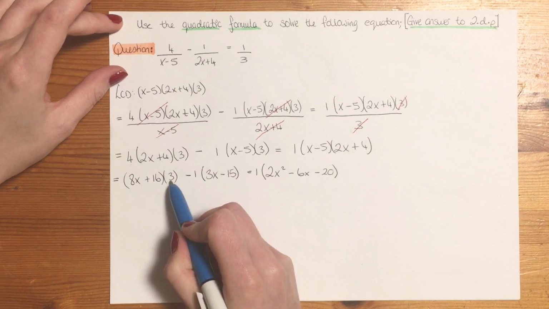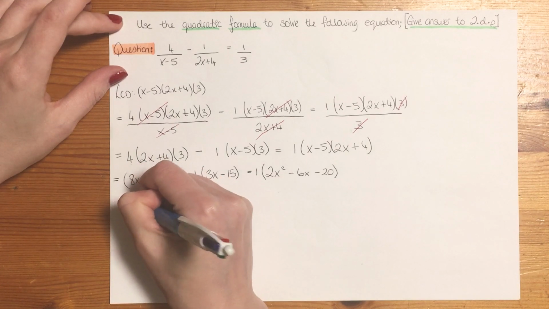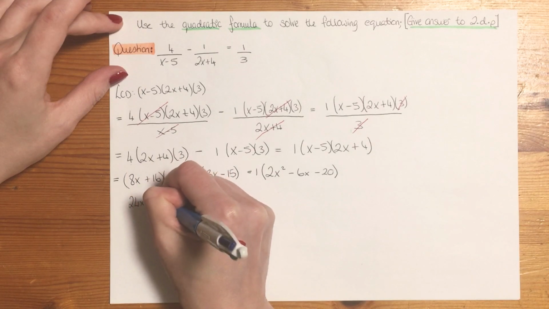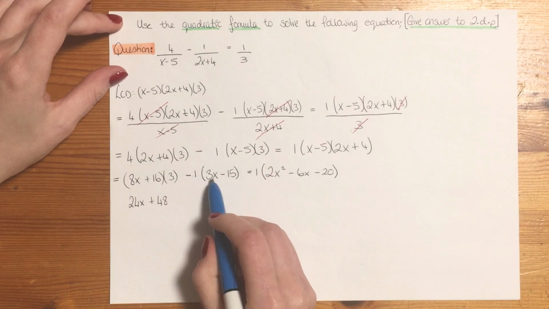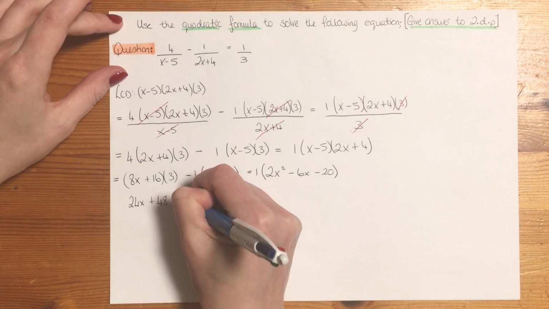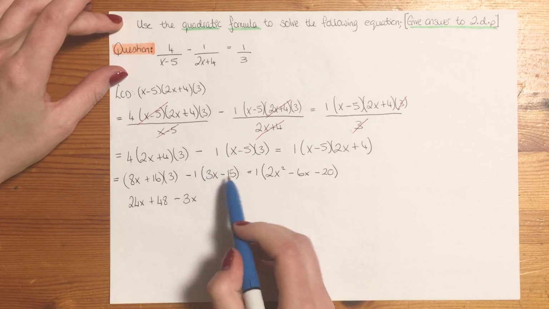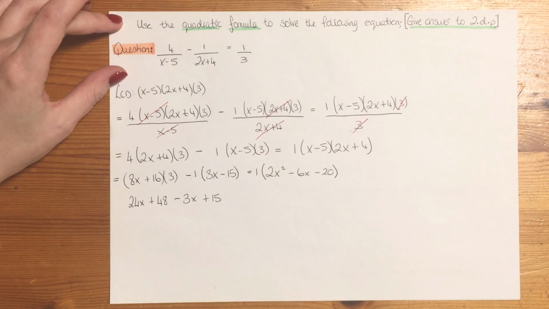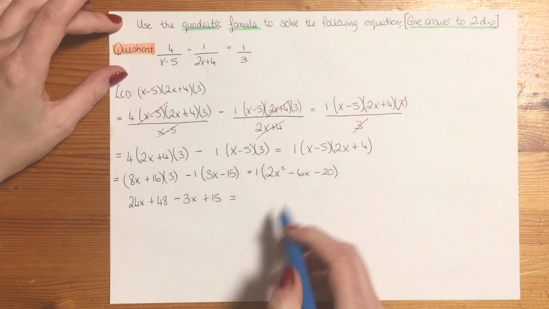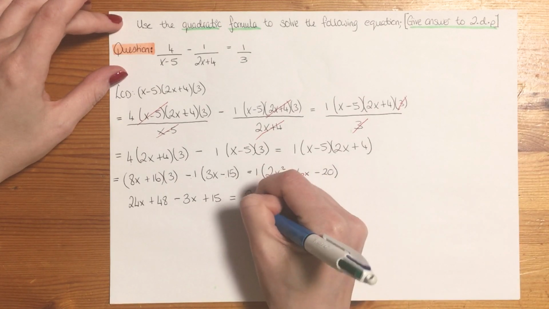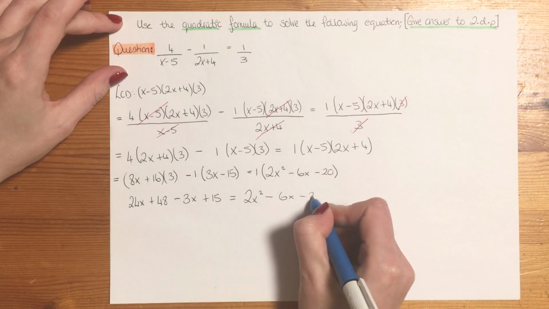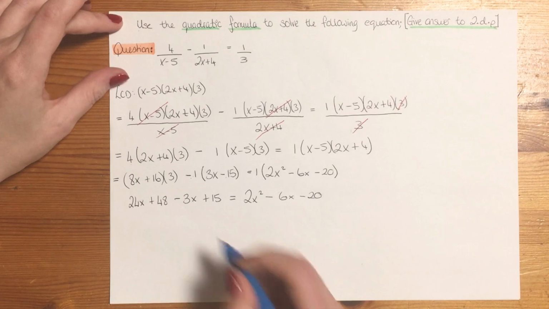So 8x times 3 now, we've got 24x. 3 times 16 is 48. Minus 1 times 3x is minus 3x. Minus 1 times minus 15 is positive, a minus times a minus, equals 1 times all this. You're just left with 2x squared minus 6x minus 20. Okay, so we're nearly there.